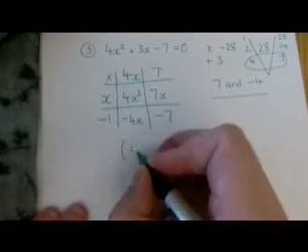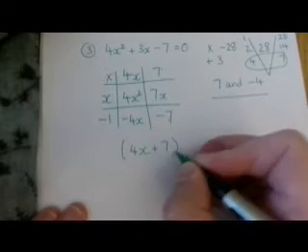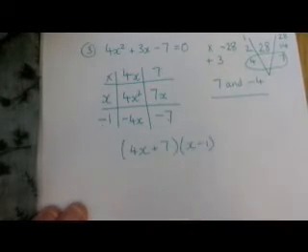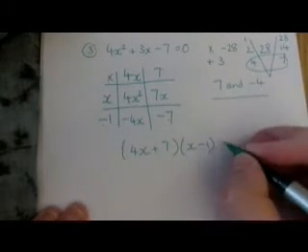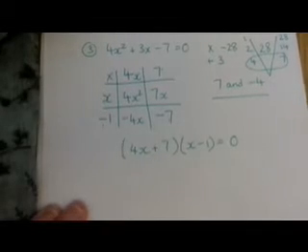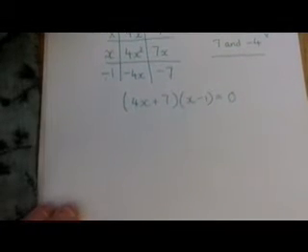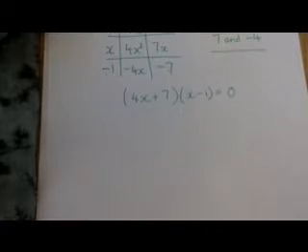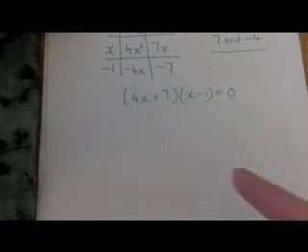Pop these into the brackets. 4x plus 7, x minus 1. That's the factorised form. Don't forget this time we need to add the equals 0 because we are solving it. Now, the same method as always with solving, we need to set each of these brackets equal to 0 and work out what value of x it is that will work for it.